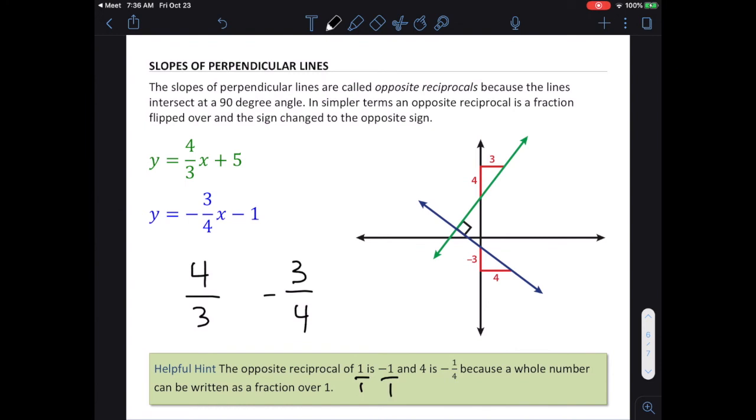Okay, and similarly, if we have an integer like 4, 5, 6, 7, 8, 9, 10, or even negative numbers, -5, -20, it's a whole number or an integer, but same thing, we can put it over 1, and when we flip it over, in this case, the 4 becomes 1/4, and we make the sign the opposite, so it's -1/4. Okay, so any whole number can be written as a fraction over 1, and that's how we can turn it into something that we can flip over.